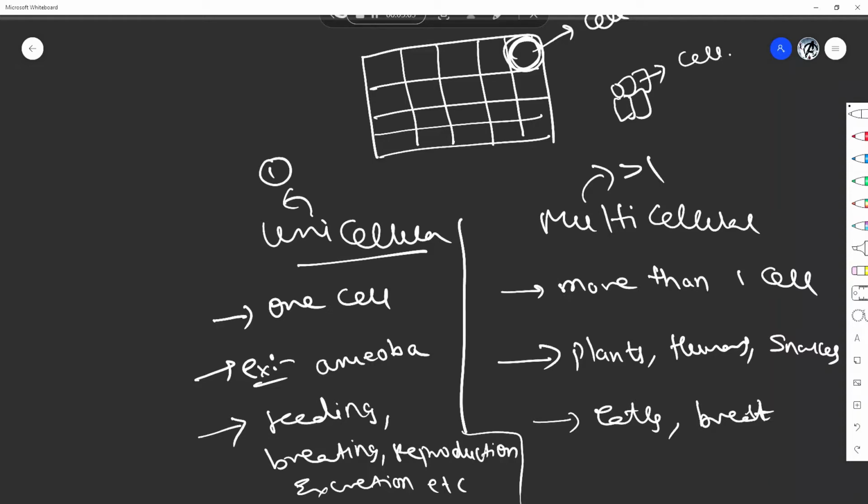There is no difference in how a unicellular organism functions or a multicellular organism functions. Both function in a similar pattern. The only difference is that a single cell is unicellular and one having more than one cell is multicellular. That's it. The basic difference is this much only. The primary example of a unicellular organism is amoeba, whereas multicellular organisms are plants, humans, amphibians, everything.